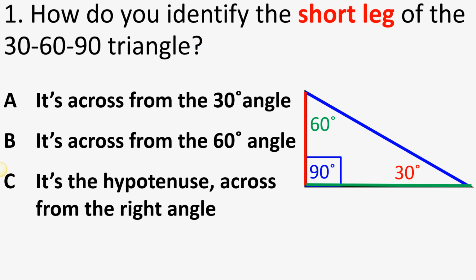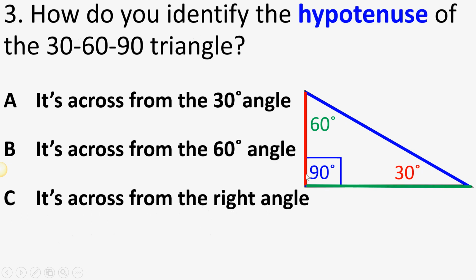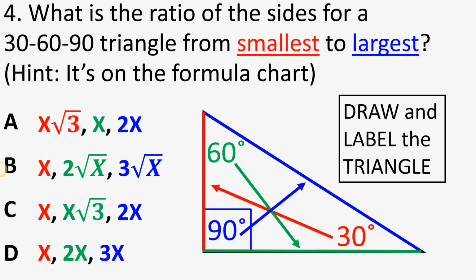So now, question straightforward. How do you identify the short leg? It's across from the 30-degree angle. That's A. How do you identify the long leg? It's across from the 60-degree angle. That's B. And how do you identify the hypotenuse? It is across from the right angle.